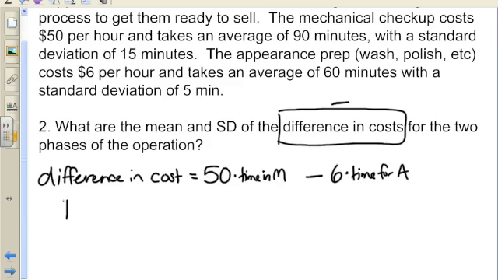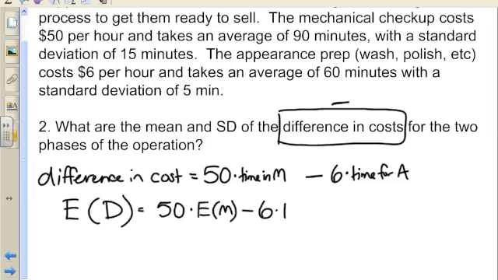So if I want the mean, or the expected value for this difference, I would take 50 and multiply that by the expected value for the mechanical, and I subtract 6 times the expected value for the appearance. Hopefully you're noticing this is really similar to the problem we just did. The only difference is I'm subtracting instead of adding. That is the only difference. So I do that and I get $69.